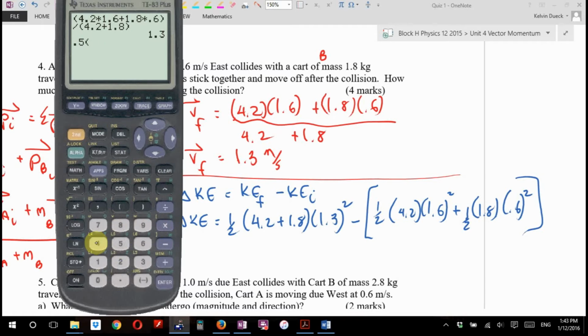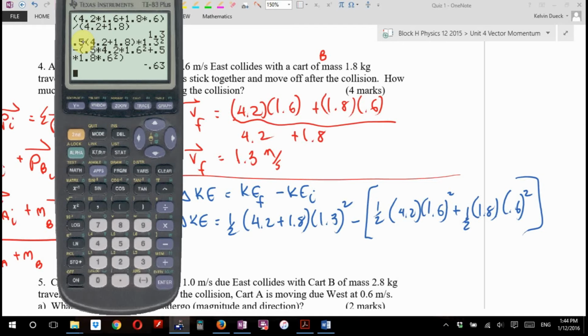.5 bracket 4.2 plus 1.8 times 1.3 squared. Take away bracket 0.5 times 4.2 times 1.6 squared and 0.5 times 1.8 times 0.6 squared. Do you get negative 0.63? We lost 0.63 joules. Is that right? No? Yes? No? Okay, let me check. Maybe I made a typo.